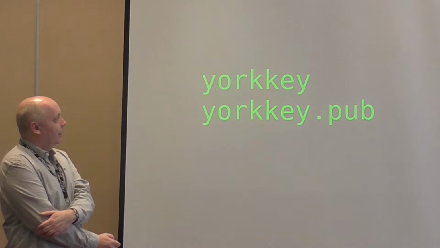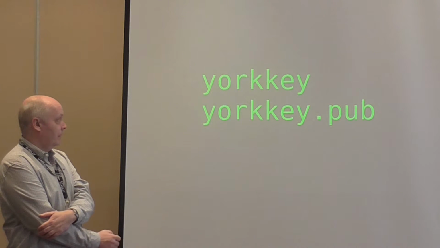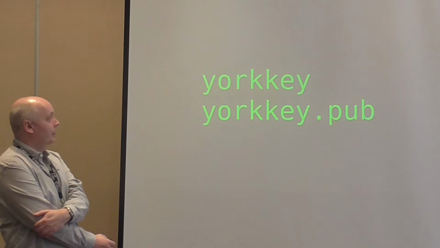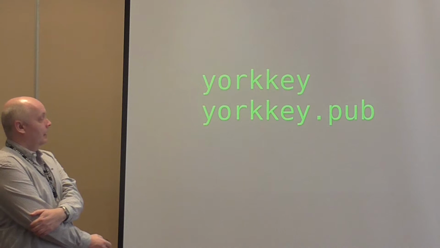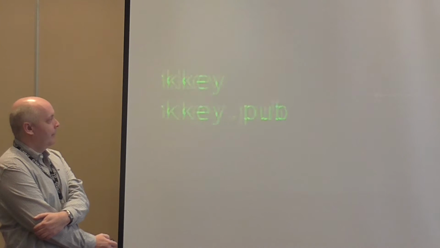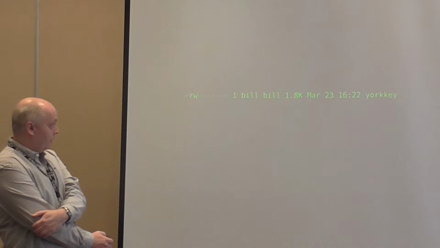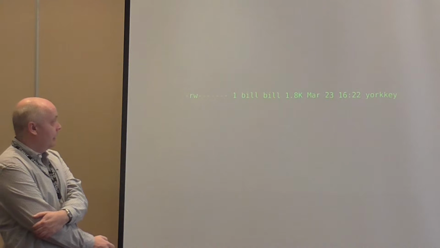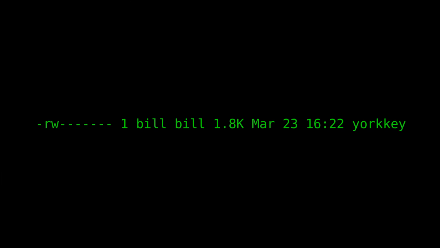And you end up with two files: the private key, which has the original name that you gave it, and then another file which has the extension .pub on the end, which is the public key. It's important to check that the private key is only readable by yourself or by the user that created it, and there is a method on the server end for checking that has been set correctly, and refusing to use the key if it hasn't.